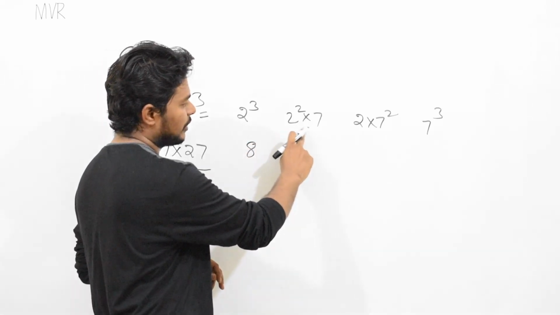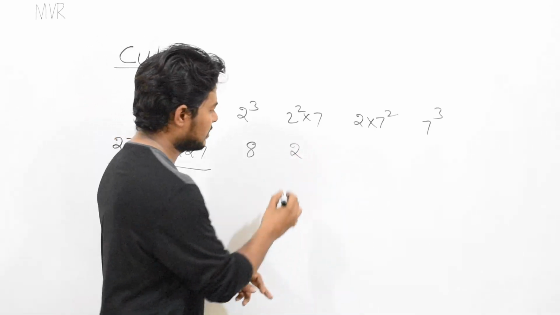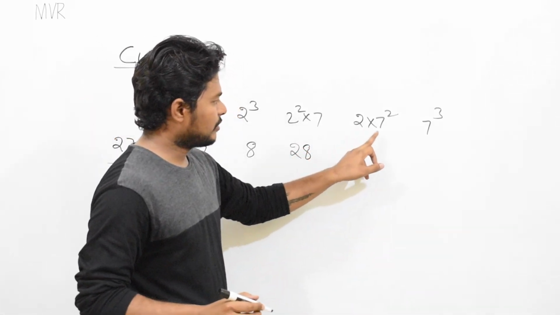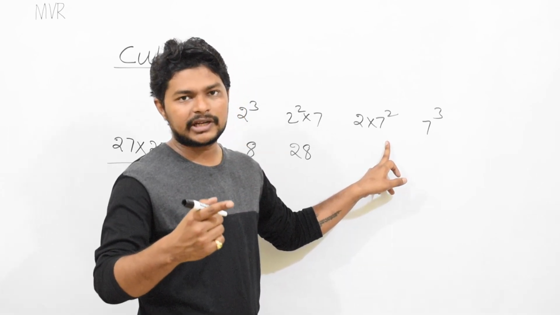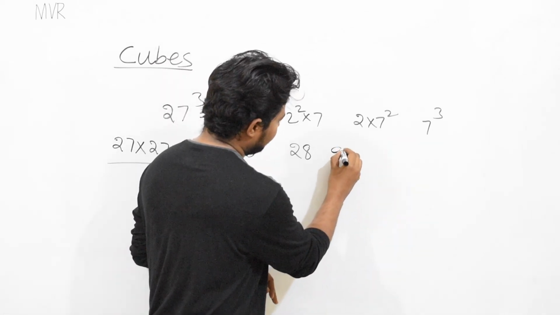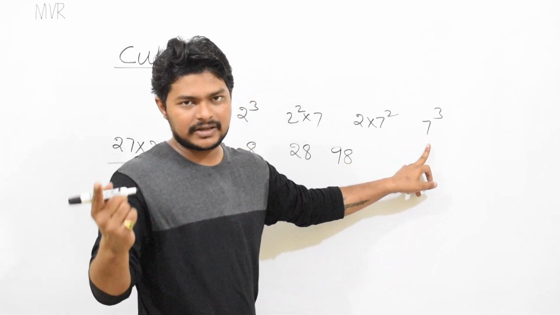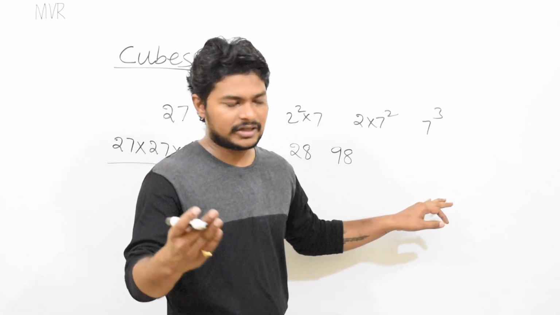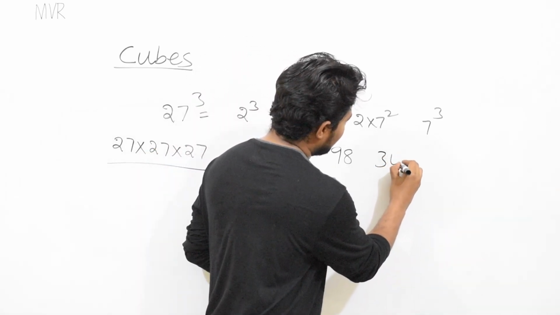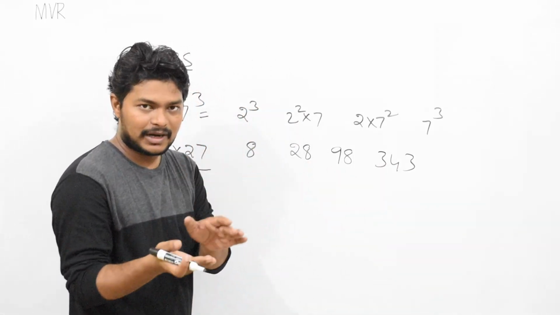Okay, now 2 cube value is 8. 2 square is 4, 4 into 7, how much? 28. Now 2 into 7 square, 7 square is 49, 2 into 49 is 98. Now 7 cube will be 7 into 7 into 7, 7 into 7 is 49, 49 into 7 is 343.